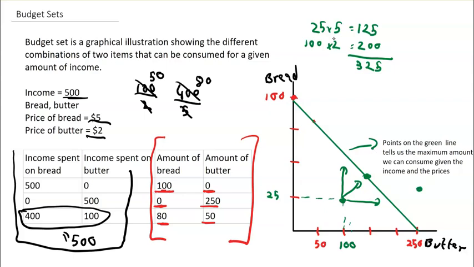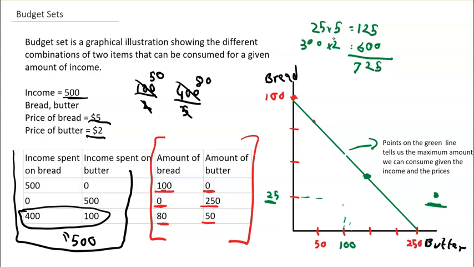What about points outside here? Well, those may not be affordable. So let's say we take a point like 25 and 300. So 25 units of bread times 5 is 125. What about 300? If I want to consume 300 units of butter, times 2 would be 600. That would give me 725. So that is telling me that this combination here is unaffordable, so we should not be able to consume this amount. So the green line right here is giving us the maximum amount we can consume given the income.